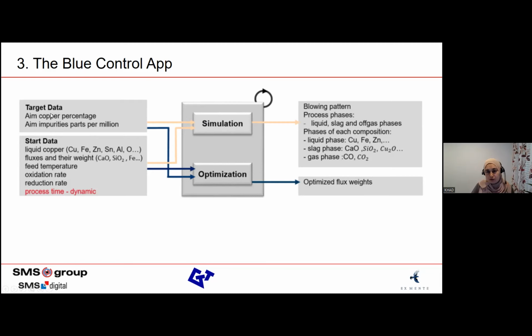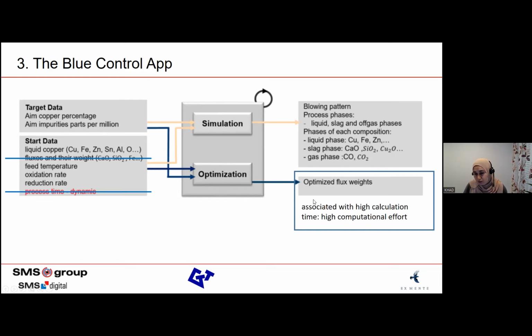But if you want to meet those targets, so if you want to achieve a given copper percentage, and make sure that the impurities level is at the permitted level, then you have to use the optimization. In the optimization, you no longer specify the fluxes amount, and you no longer specify how long you blow the heat. The optimization will calculate that. It will calculate the optimal fluxes weight and combination of fluxes, and the optimal process time, so how long you need to blow the heat in order to achieve those target data.